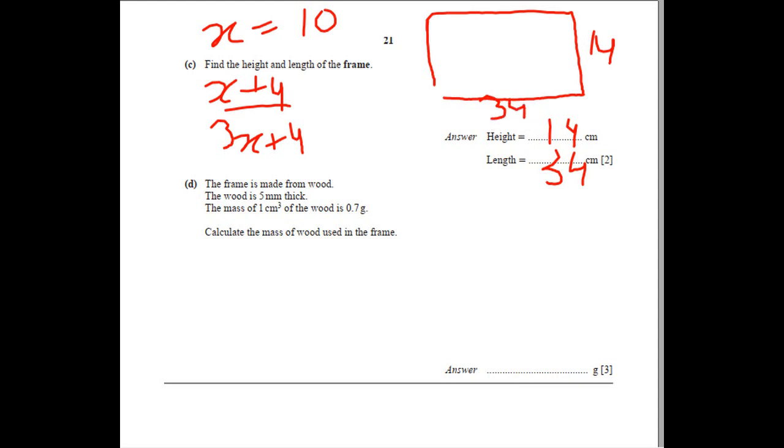Alright, part D. The frame is made from wood. The wood is 5 millimeters thick. The mass of 1 centimeter cube of the wood is 0.7 grams. Calculate the mass of the wood used for the frame.